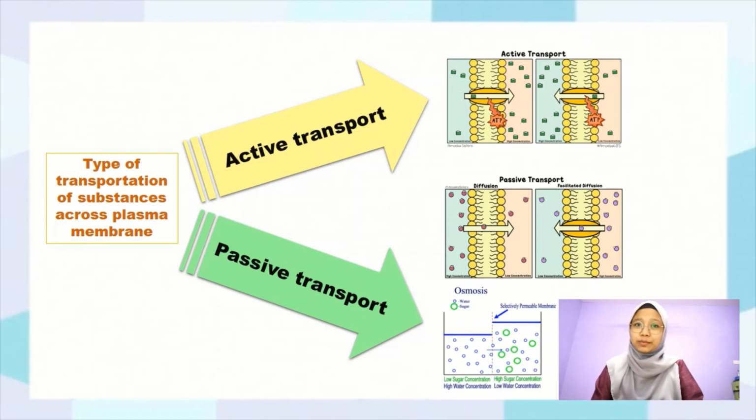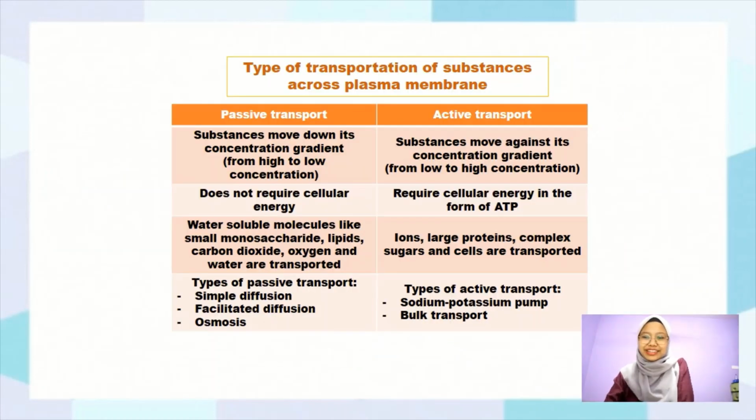There are two types of transportation of substances across the plasma membrane. There are active transport and also passive transport. So here is the differentiation table between passive transport and active transport. Let us take a look at the definition of passive transport and active transport first.